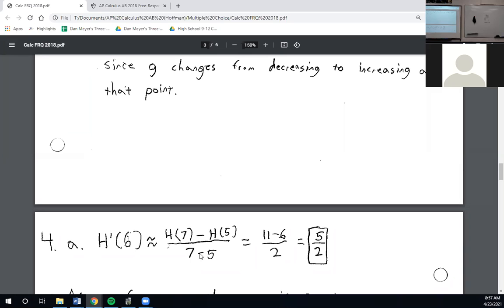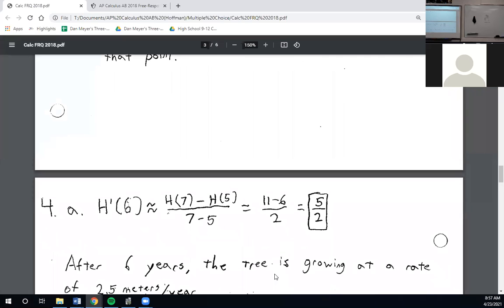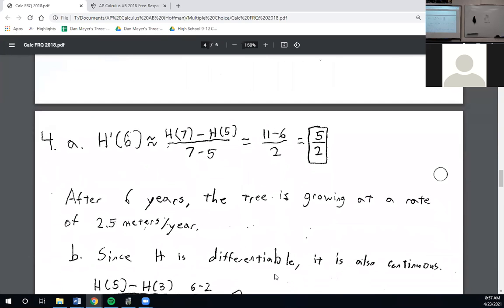Part B is a mean value theorem question. We want to know if the derivative at any point is true. So we want to know if f of b minus f of a over b minus a at any point in this interval ends up being 2.